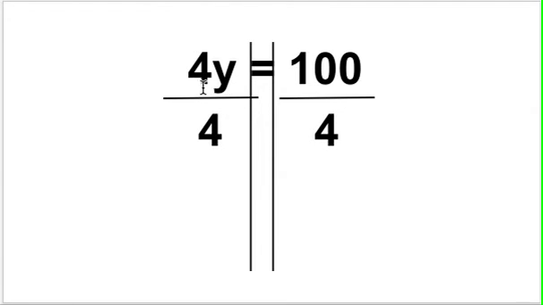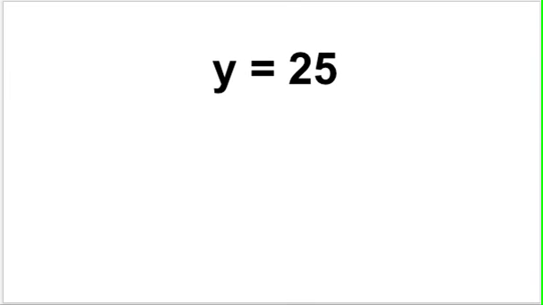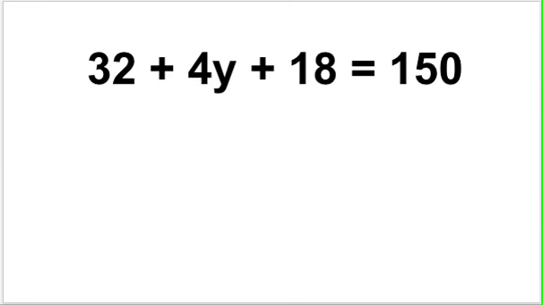Now I want to get rid of that 4 times y there, so I can get that y by itself. The opposite of 4 times y is dividing by 4. And I've got to do that on both sides of the equation. On one side, 4 divided by 4 is 1. On the other side, 100 divided by 4 is 25. So that means if I plugged in 25 to our original equation, 4 times 25 is 100, plus 32 is 132, plus 18 is 150. So it checks out.